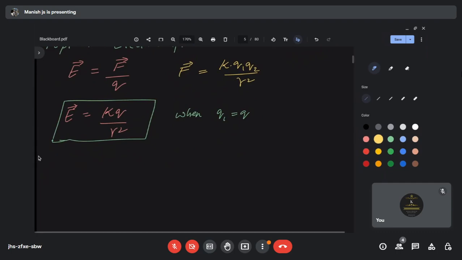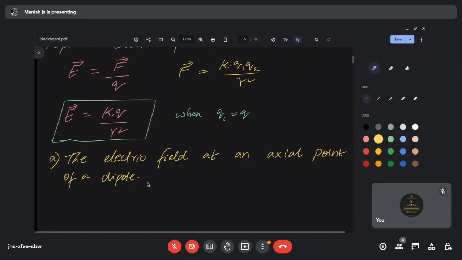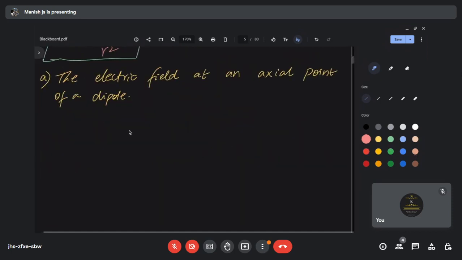Now based on this, we'll be deriving the equations for the electric field. So we'll learn the electric field at an axial point of a dipole. Okay. So what do you understand by a dipole? How we look at a dipole basically. Dipole means I have two charges which are equal in magnitude but having opposite signs, say minus q and plus q. Okay, so I'm taking two charges, minus q coulombs and plus q coulombs, separated by a distance. Say minus q is at this point and plus q is at this point. Let me mark this point as A, this point as B.